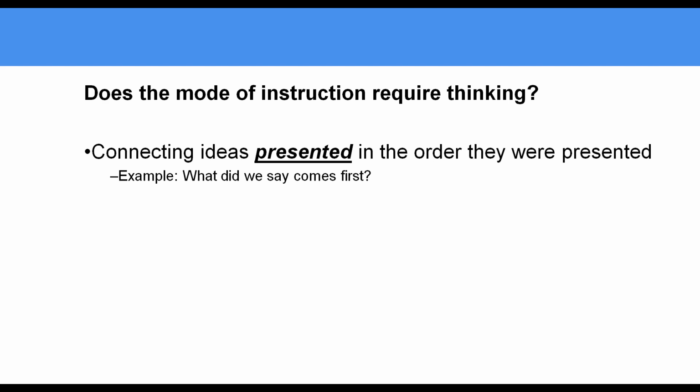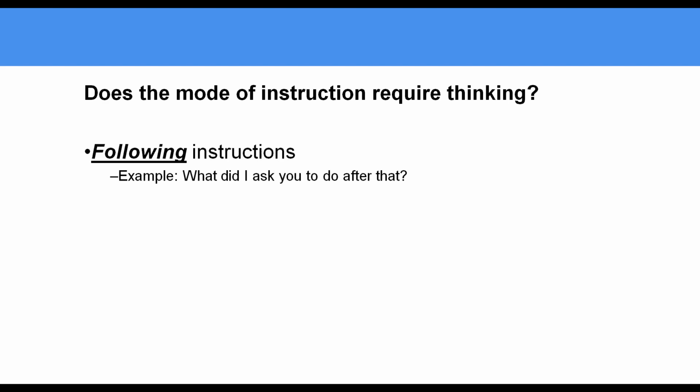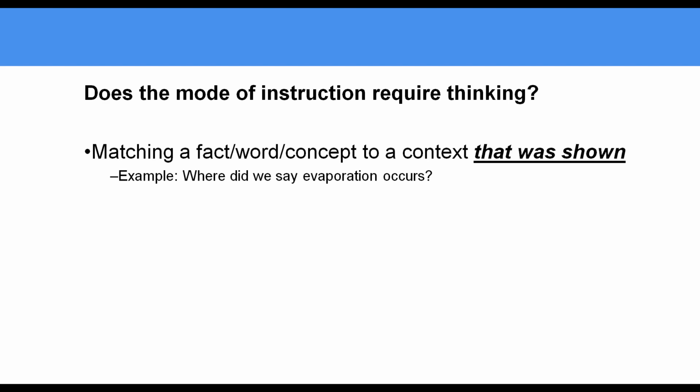So what do we say comes first, as an example of one of these less effective forms of questions. Following instructions: what did I ask you to do after that? What did we say we would do after that? Okay, what should you do after that? Those are all instruction type questions. Again, no value for student learning.